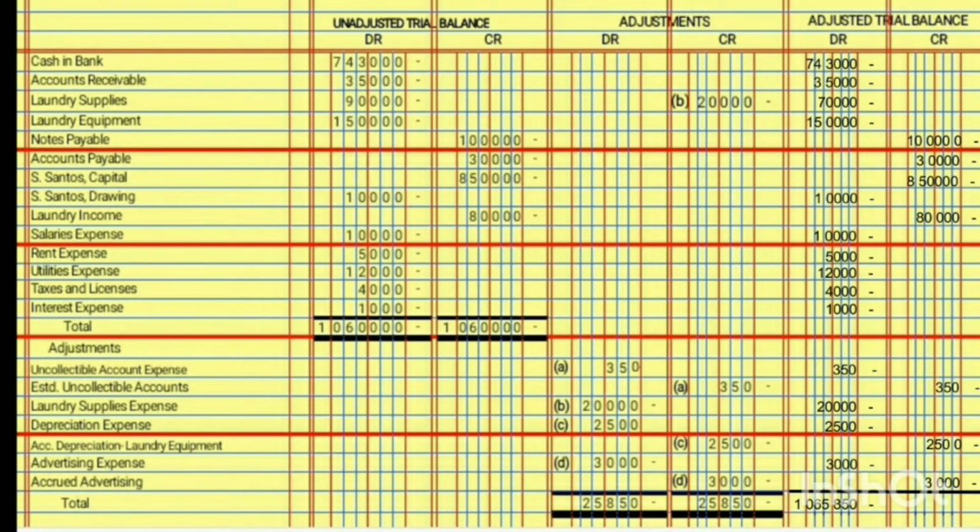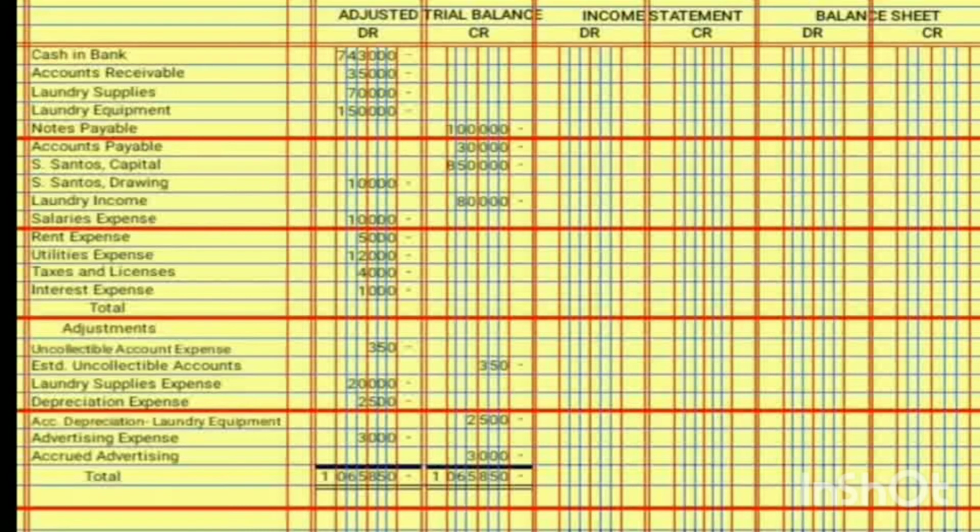1,065,850. Now for the credit, we have 100,000 plus 30,000 plus 850,000 plus 80,000 plus 350 plus 2,500 plus 3,000. So the total of the credit is also 1,065,850. And then don't forget to double rule. Ang susunod natin gawin dito sa worksheet ay ang income statement at balance sheet. So what we're going to do here is that i-extend lang natin yung balances per account title.